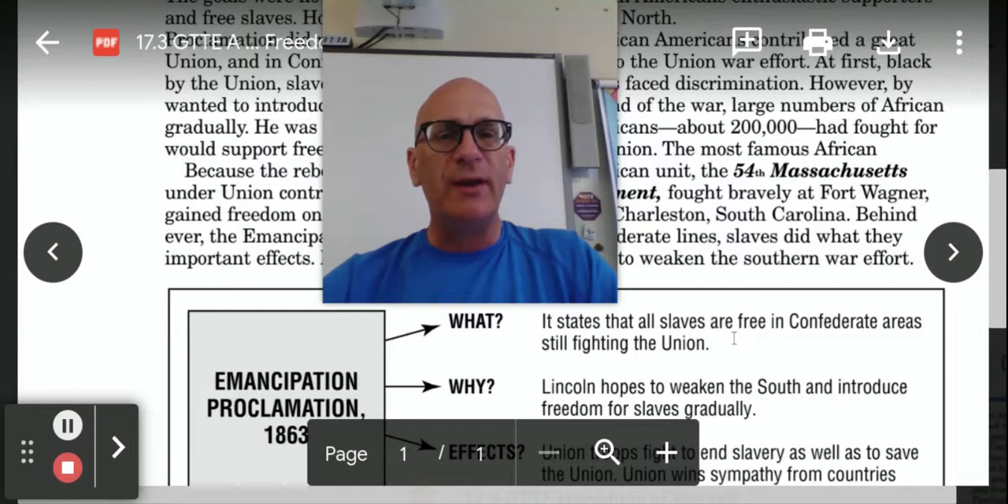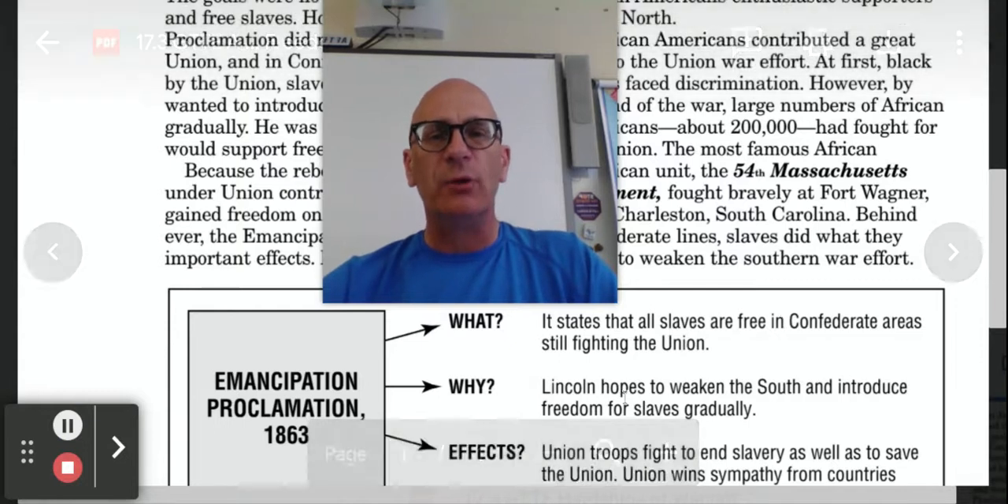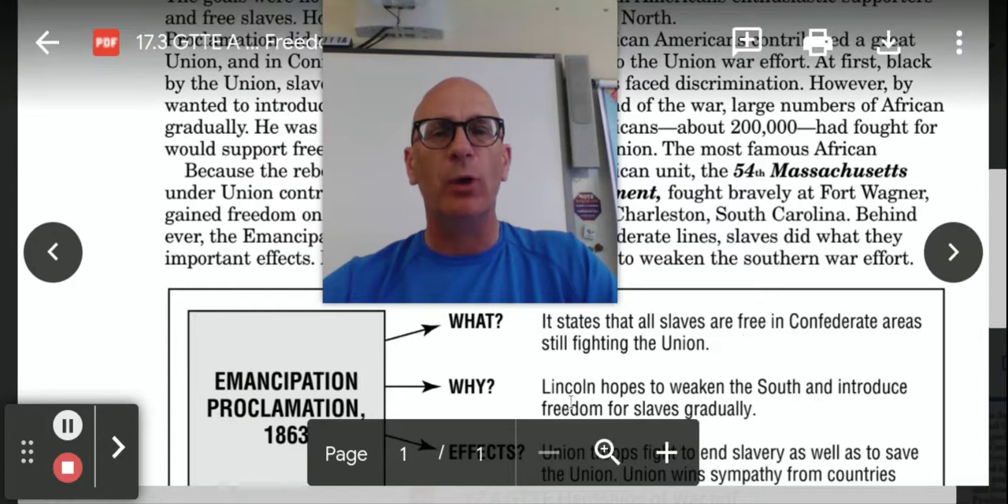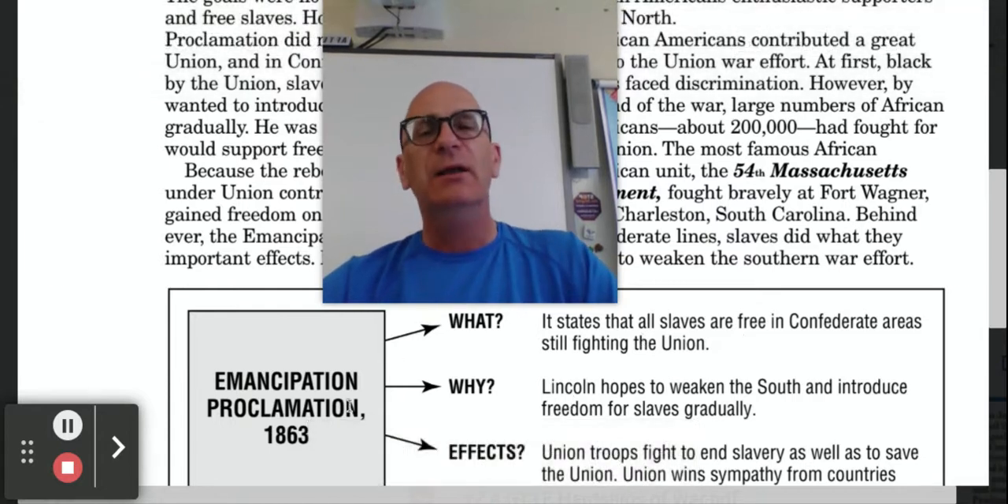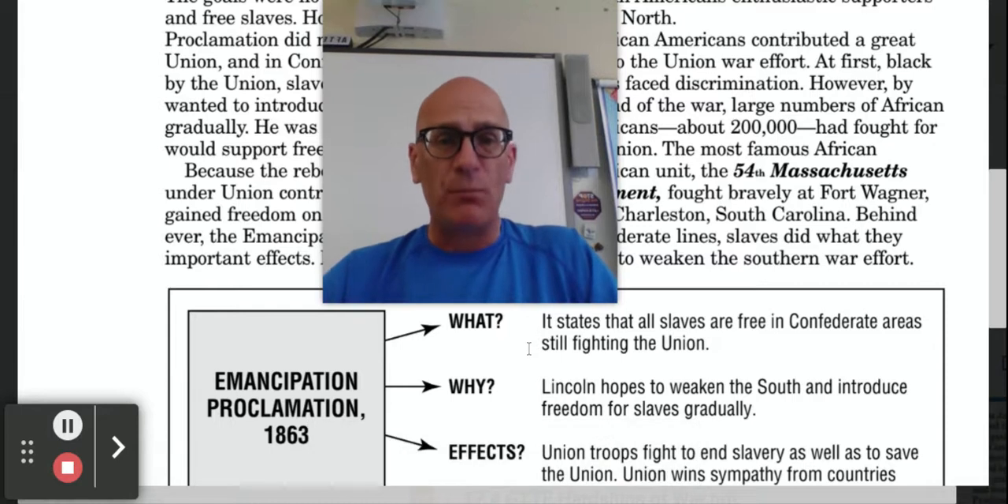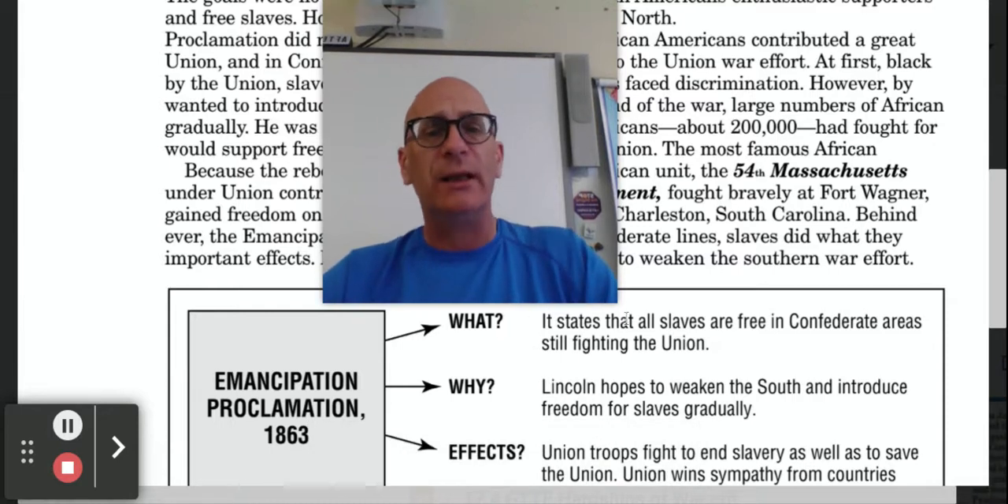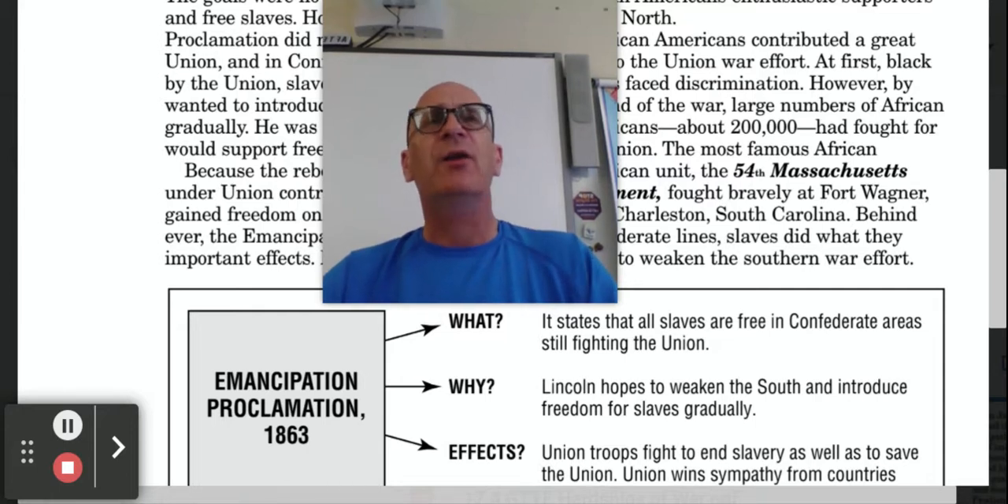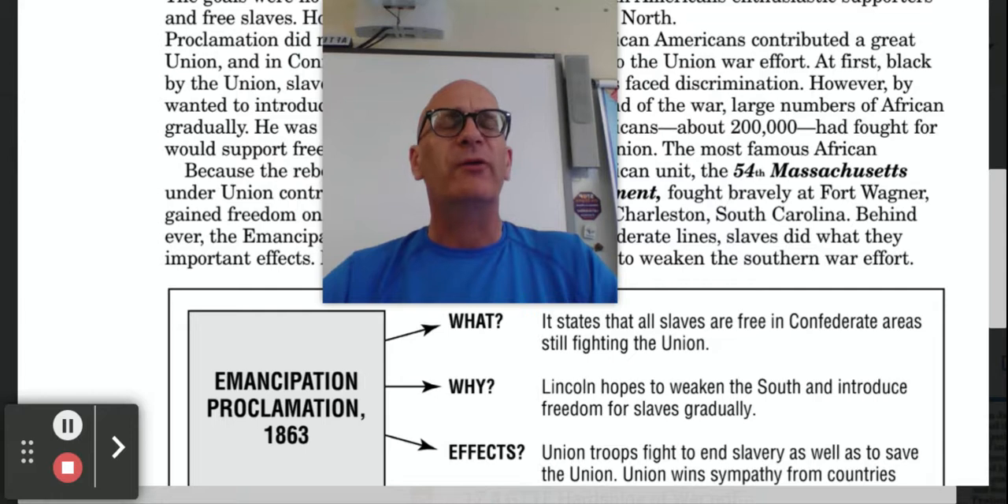Let's take a look now at the chart at the bottom of your reading. We're looking at the Emancipation Proclamation of 1863, and we're going to talk about what, why, and its effects. The Emancipation Proclamation was a statement written by and issued by President Lincoln. And what it said was that all states in which slaves were enslaved that were held by the Confederacy, all slaves are now free in those Confederate states that were still fighting the Union.